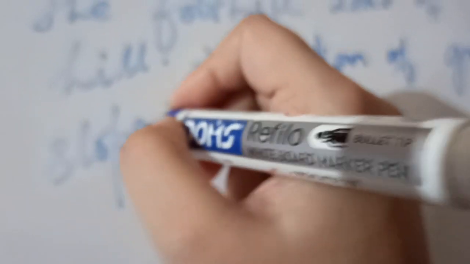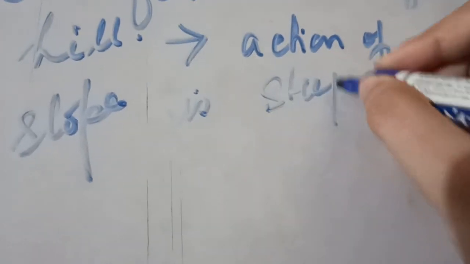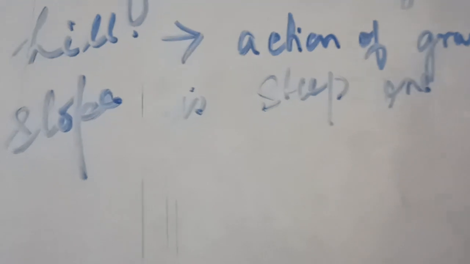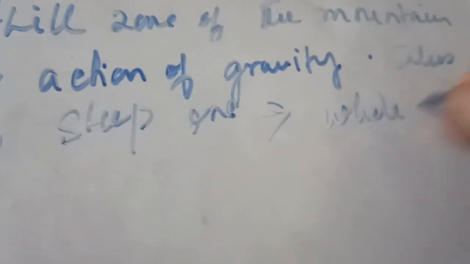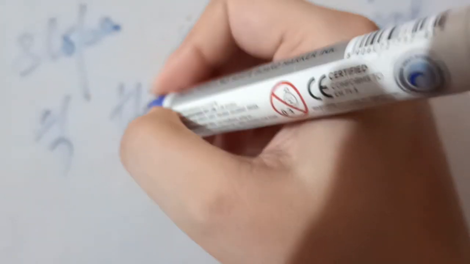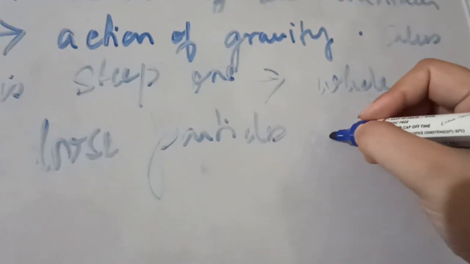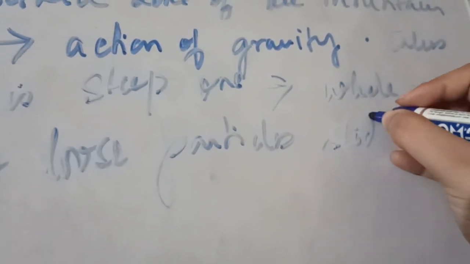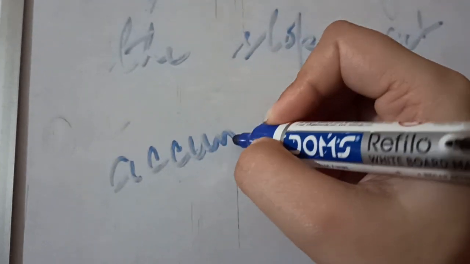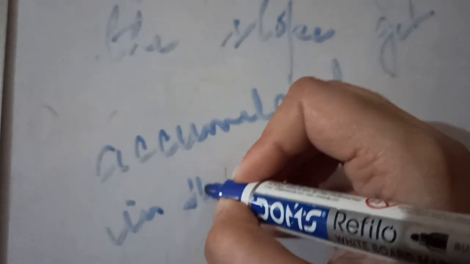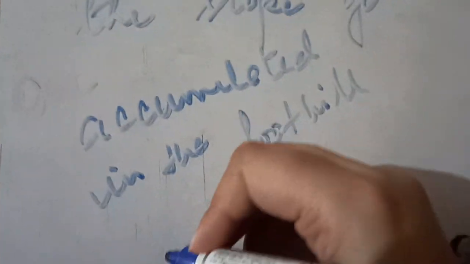The talus slope is a steep one. As a result of that, the whole mass of loose particles easily slides down the slope and gets accumulated in the foothills region and forms the talus cone.